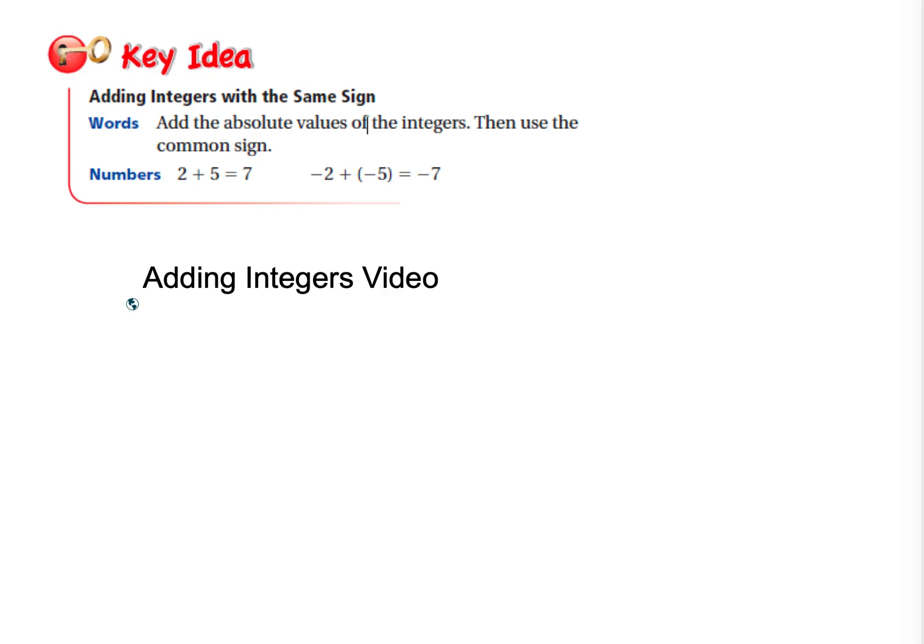So adding integers with the same sign. If we add the absolute values of the integers, we use that common sign. So same sign, we're going to find the sum. I'm going to go ahead and write that out here so you can see it. So same sign, we're going to find the sum.